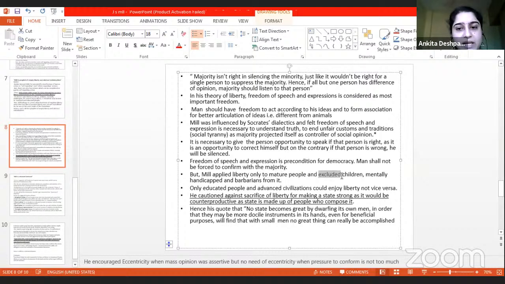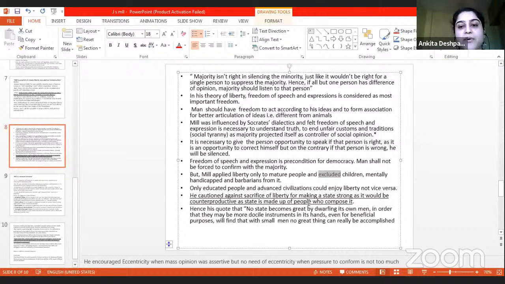So that liberty of freedom of speech and expression is not given to children, mentally handicapped, and the barbarians. All right. Only educated people and advanced civilizations could enjoy liberty, not vice versa. So, who are educated people? So called mature people. Who are advanced civilization as against the barbarians. All right. So, here, advanced civilizations generally mean your Western democracies. Okay, Western democracies.